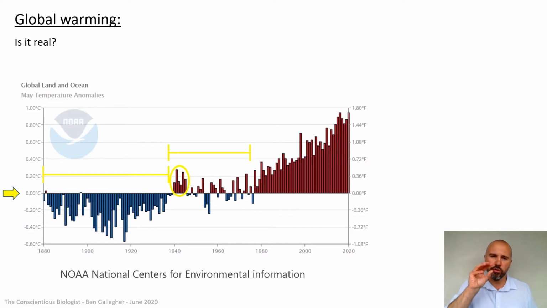So that's why you've got that odd big bunch. If the war didn't happen, you could take that bunch out because they stand out as a bit of an anomaly on this graph.